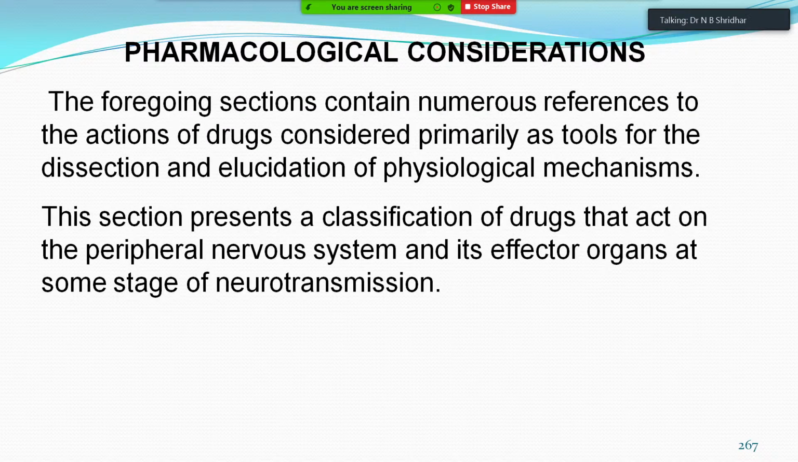And a few pharmacological considerations. Yes, we have understood the different steps: how a nerve impulse is generated, how it is transmitted, that's axonal conduction, and then junctional transmission. All these processes occur in the normal physiological condition. And being pharmacologists, how can we interfere with this process to get the desired pharmacological effect? That's why this section presents a classification of drugs that act on the peripheral nervous system and its effector organs at some stage of neurotransmission.